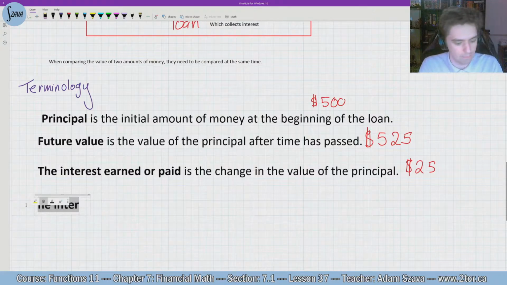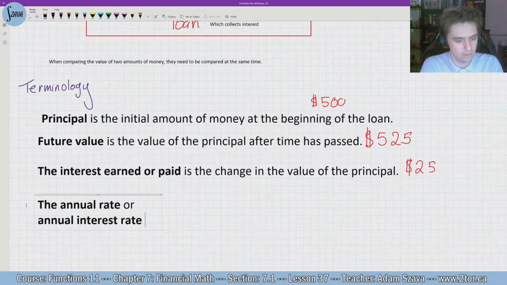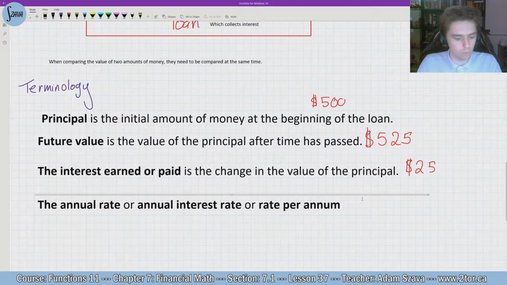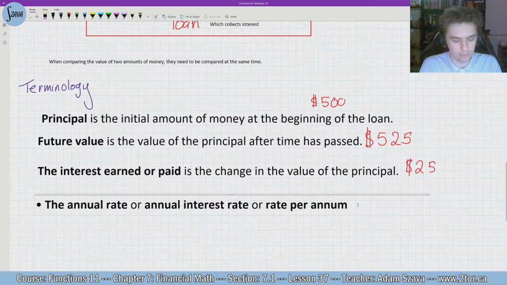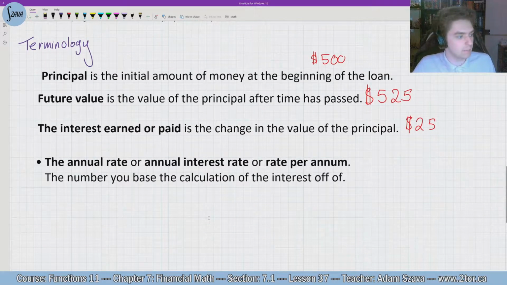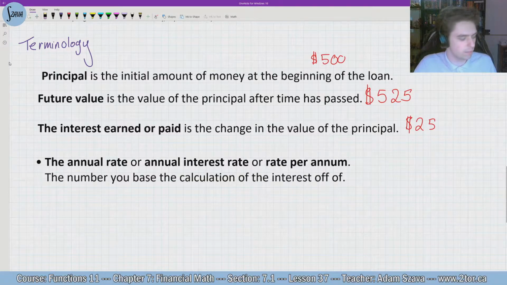So then we have the annual rate, or the annual interest rate, or it's also called the rate per annum. These are all just different words to describe the same thing. And what that thing is, essentially, is the number you base the calculation of the interest off of. I'll do an example of that in just a second, just to give you an idea of what exactly that means. But pretty much those are the 4 definitions that are always there when you're talking about financial math.